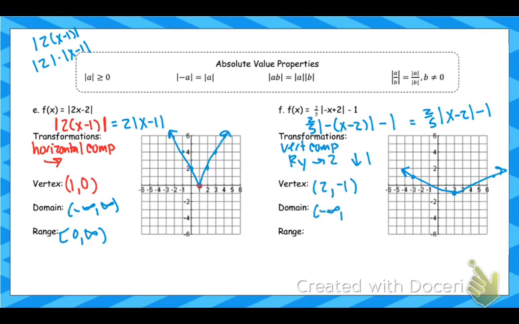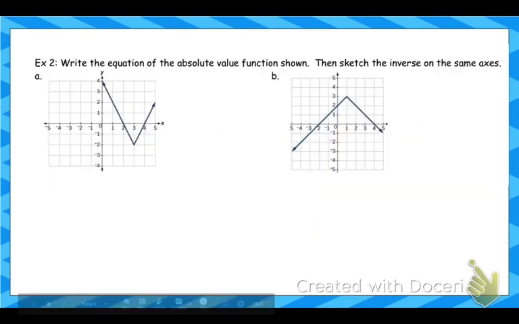Domain and range. So, two kind of unique properties for some of these absolute value functions. All right, so what we're going to do now is we're going to work backwards. We're given the graph, and we're going to write the equation.